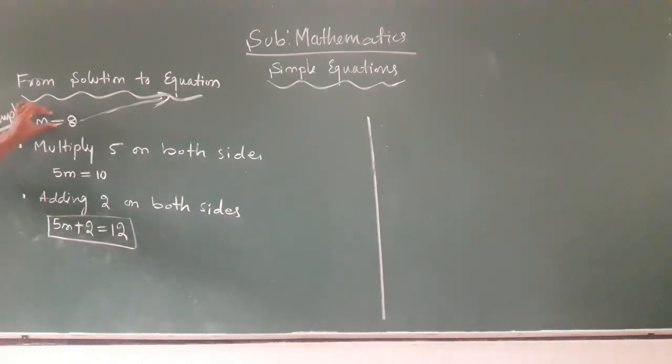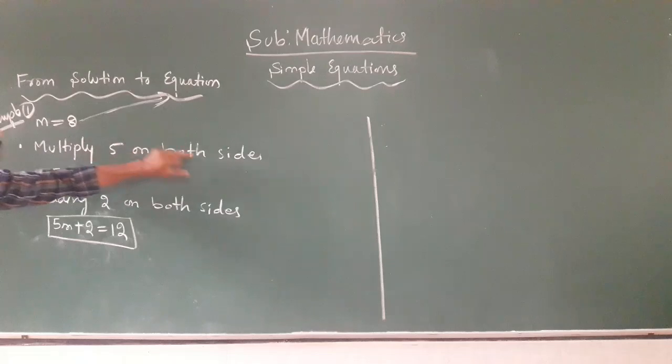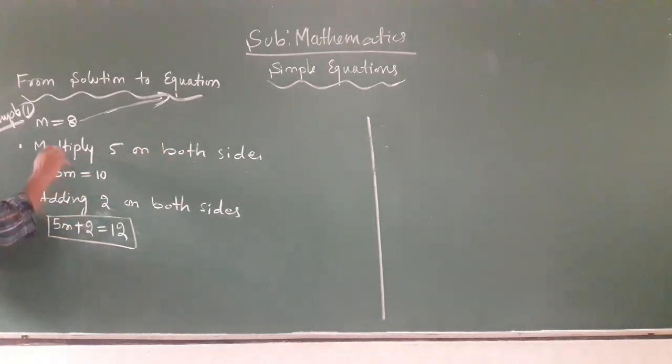I solved here. From the solution, we got the equation. This is the solution. I multiplied 5 on both sides. When we multiply 5 on both sides, we are getting 5m is equal to 10. This is LHS, this is the RHS. Next, adding 2 on both sides, LHS side and RHS side, we are getting 5m plus 2 is equal to 12.